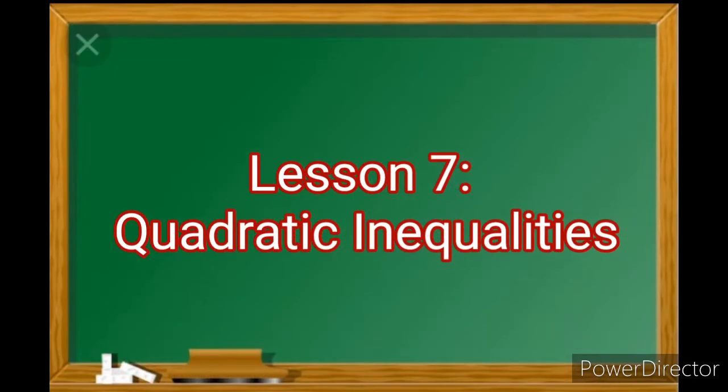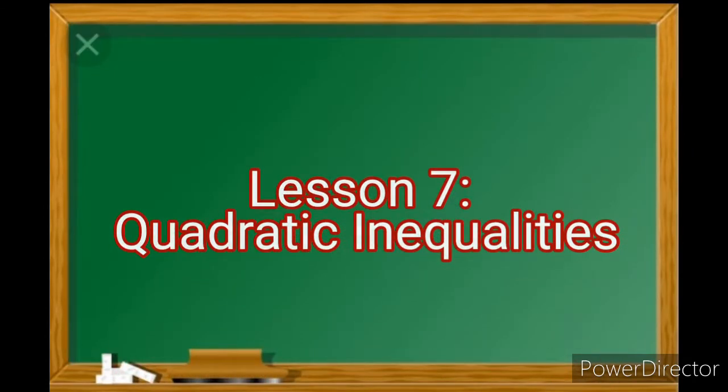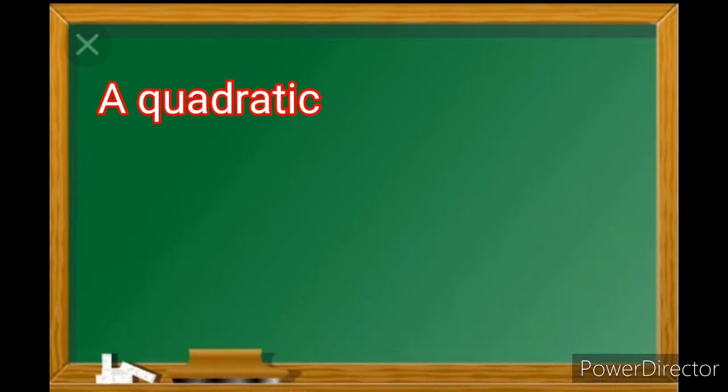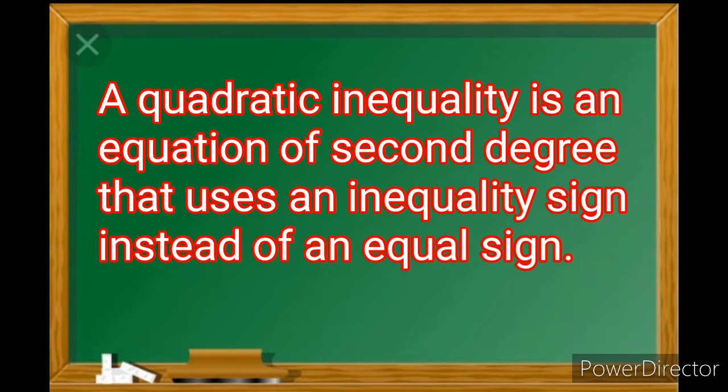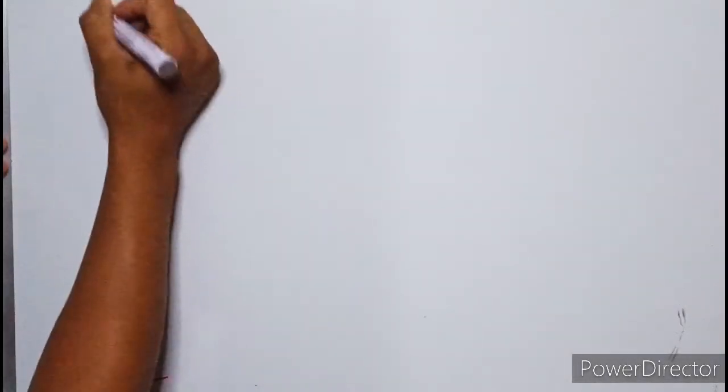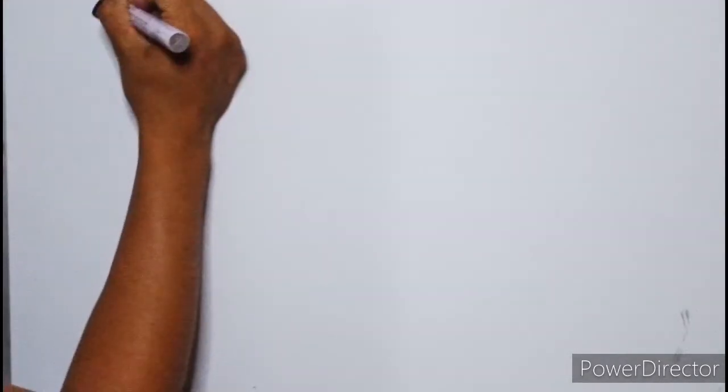Lesson 7, Quadratic Inequalities. A quadratic inequality is an equation of second degree that uses an inequality sign instead of an equal sign. In our previous lesson, we had quadratic equations.